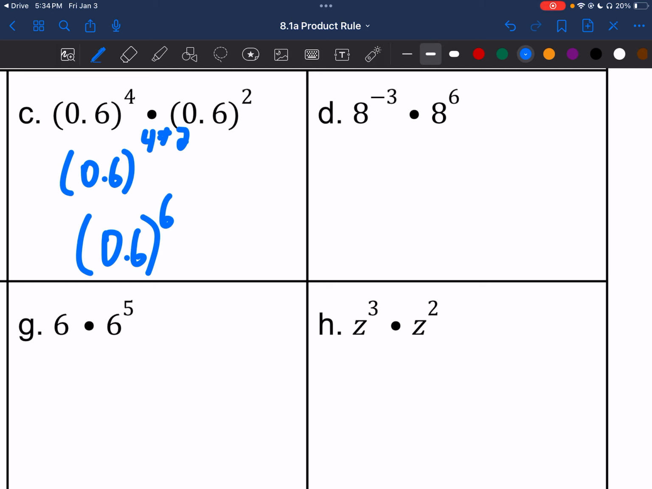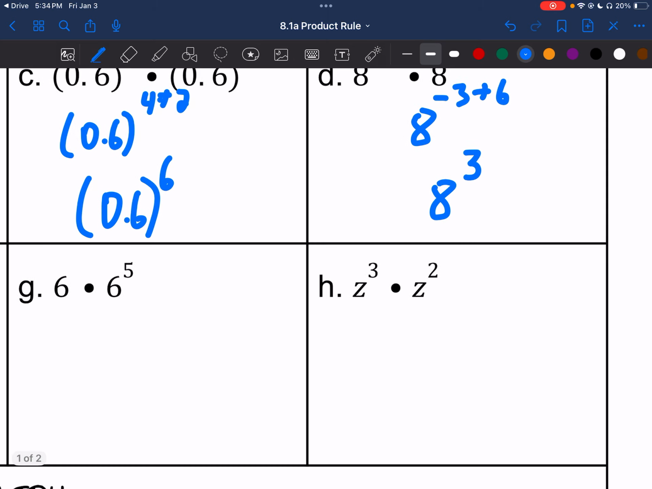Letter D. Okay, this is the first time we have a negative exponent. We're going to explain more about negative exponents in lesson 8.3, but for right now, all you need to know is you are going to treat it exactly the same as the positive integers that we've already seen. So you're going to keep the base, which is 8, and add our exponents together, -3 plus 6. And we get 8 to the 3rd power. -3 plus 6 is a positive 3.